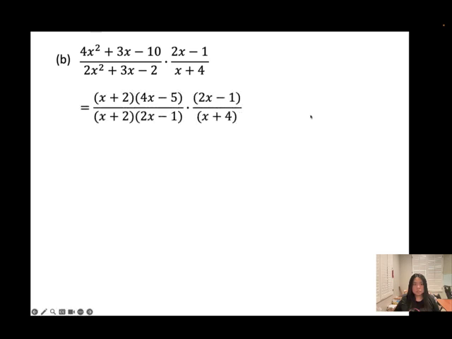Okay, try your work. Now you could simplify. I could simplify x plus 2, simplify 2x minus 1. So I'm left with this guy.